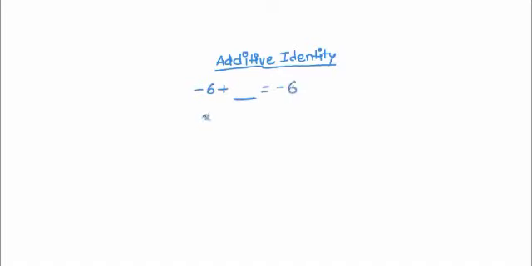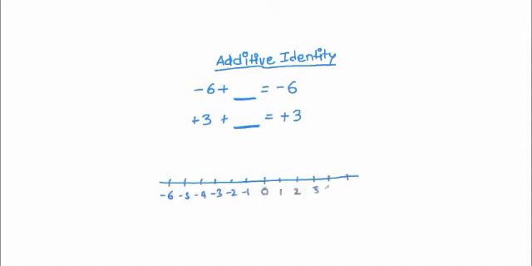Let's take another. If I have +3 and I add some number here and I get the answer +3. So what should I add here? It is obvious that the number is not changing. Now, where I am right now, in the first example, I am at -6.